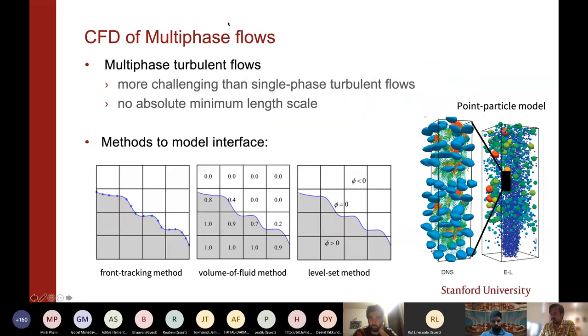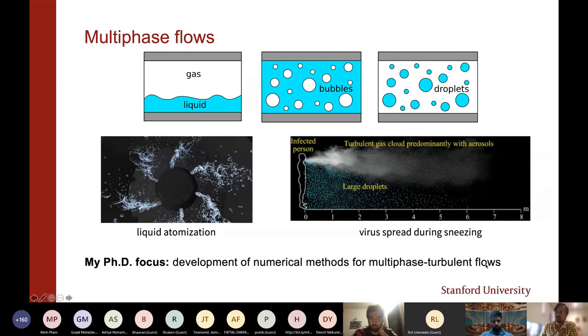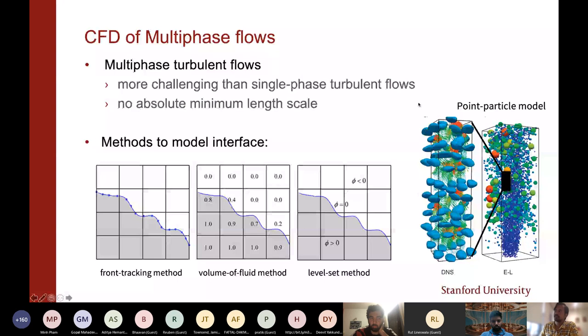The development of numerical methods for multiphase turbulent flows is the focus of my PhD here. It's more challenging than single-phase turbulent flows because there's no absolute minimum length scale in multiphase flows. Whenever a drop breaks, you can have a very tiny drop that forms in the middle when a large drop breaks. So there's no minimum length scale here. It can go down to the molecular level. That's the difficulty here.